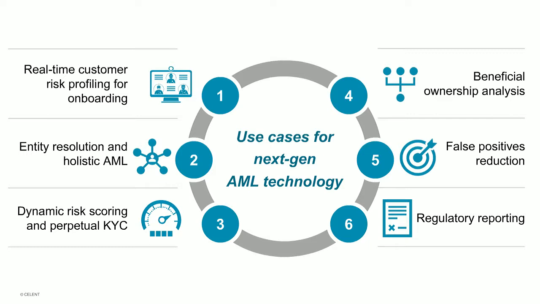Some of the use cases that we're seeing for next generation technology really stretch across the entire value chain for AML compliance, including real-time customer risk profiling for onboarding, using unstructured data analysis again. Machine learning can automate data gathering from many external unstructured data sources, compile profiles using these sources, and automate risk scoring, customer risk assessment and scoring.